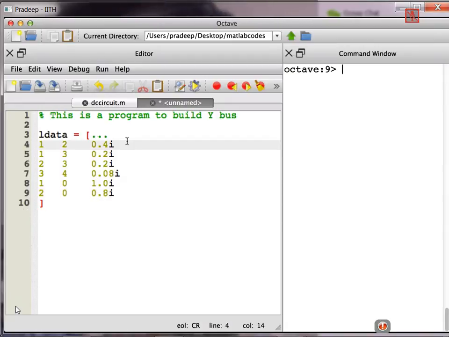So also let me just give this symbol, that is ending of the line. So this way I have defined the line data. Okay.